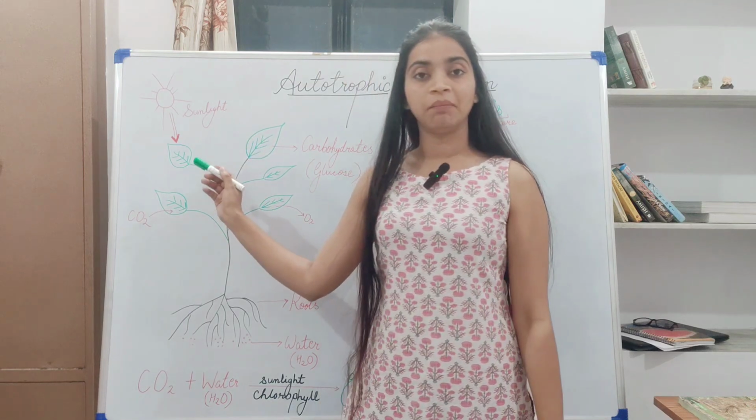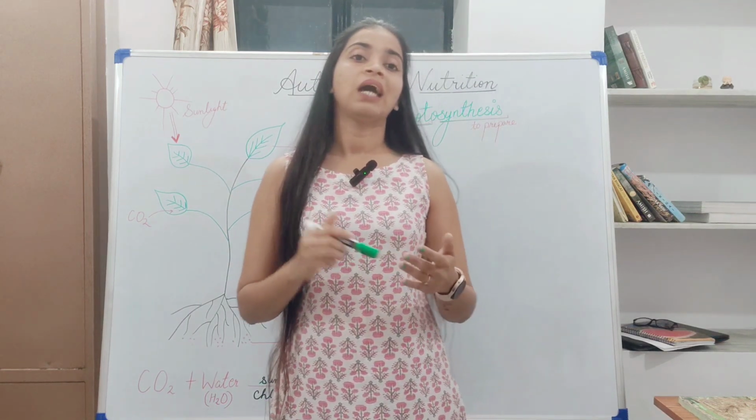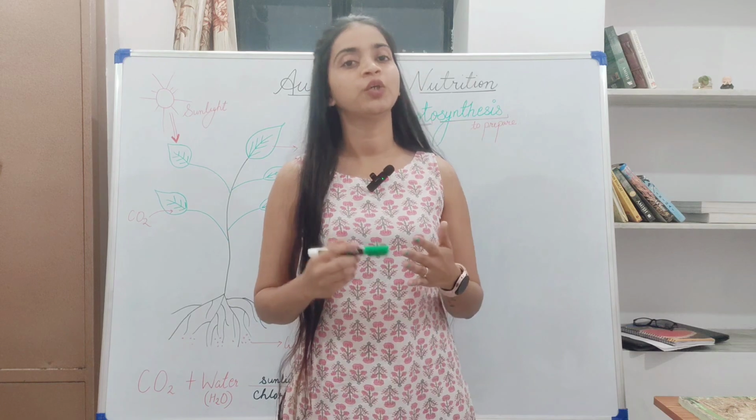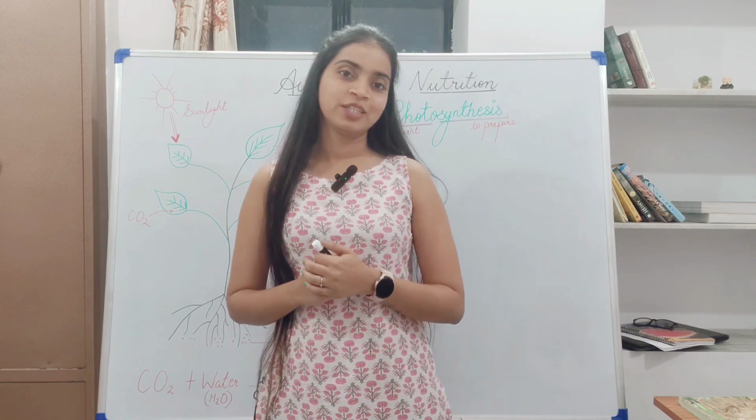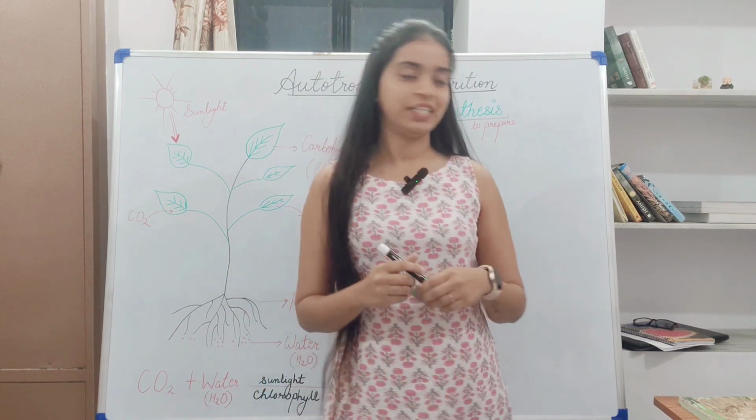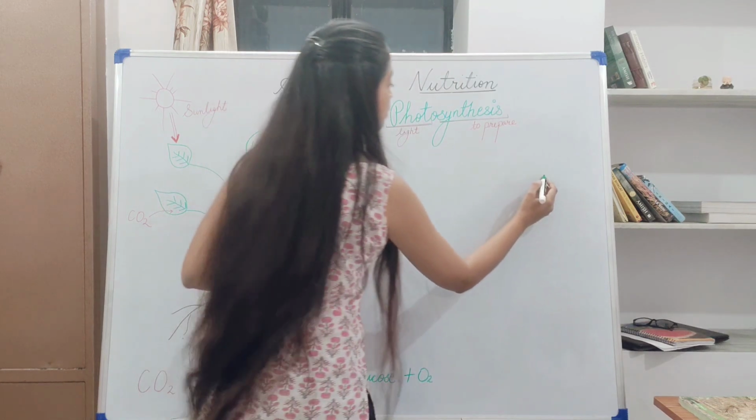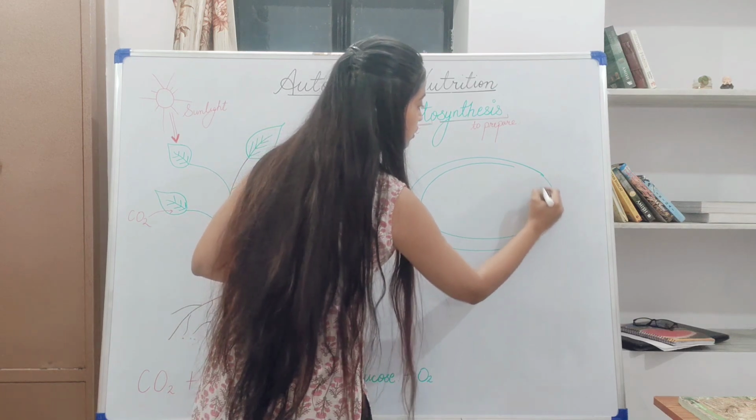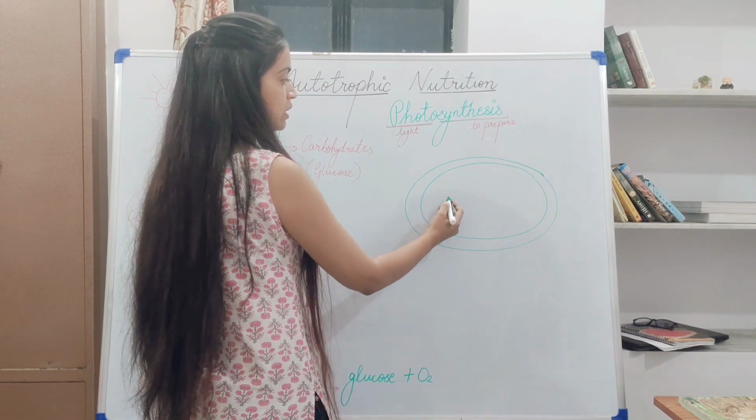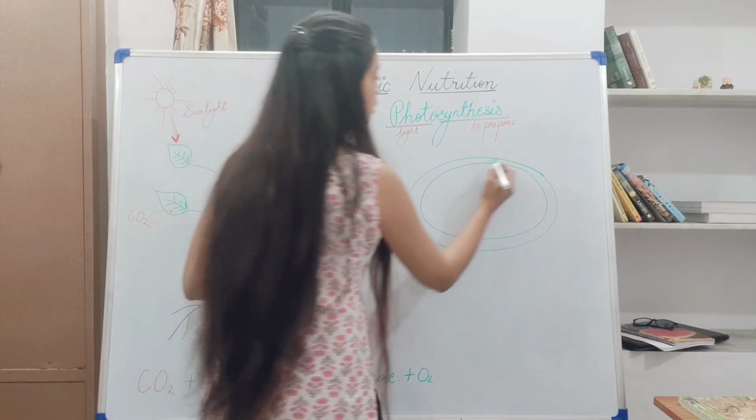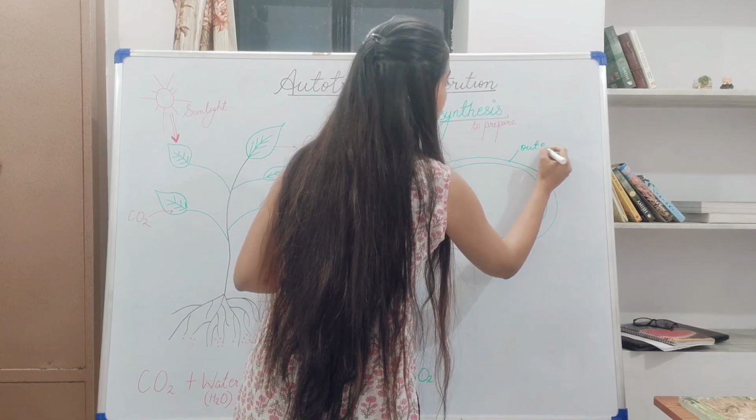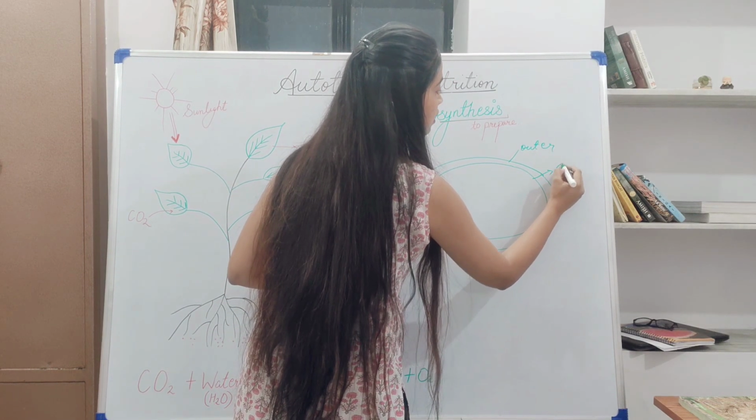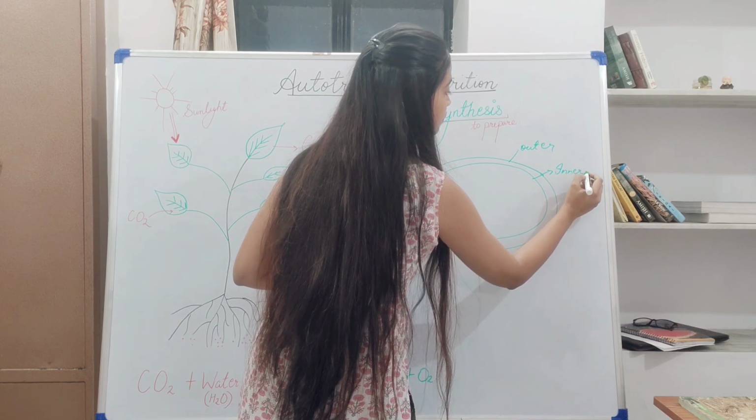Chlorophyll is the green pigment present in the thylakoid membrane of the chloroplast. So guys, what is chloroplast? We'll study. Chloroplast is the double membrane organelle present in the plant. This is the outer membrane and this is the inner membrane.